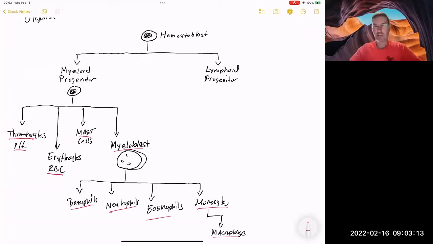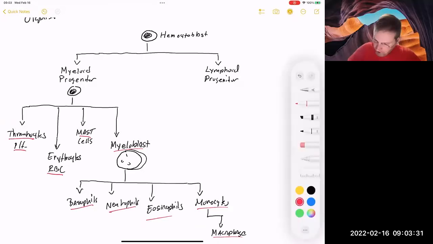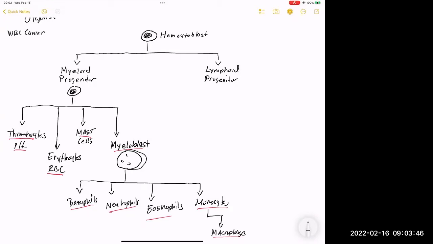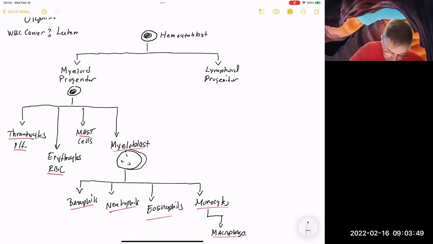And so sometimes when there are certain diseases of the blood, various blood cancers, for example, they'll talk about them as to which cell line is diseased, like the myeloid, right? And for example, does anyone know what the most general term is for a cancer that affects the white blood cells? Leukemia. Yeah, leukemia is the broad name for a cancer involving the white blood cells.